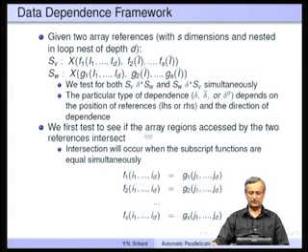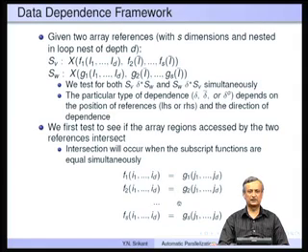We first test to see if the array regions accessed by the two references intersect. Obviously, the subscript functions must be equal simultaneously. That means F1 of I1 to ID must be equal to G1 of J1 to JD. At the same time, F2 of I1 to ID must be equal to G2 of J1 to JD for the same values. All of them must be equal, F1 equal to G1, F2 to G2, Fs equal to Gs for the same values of I and J. If we knew the values of I1 to ID and J1 to JD, all this was very easy to find out, but we do not. We only have tests which check whether there is a dependence or no dependence between two reference equations.